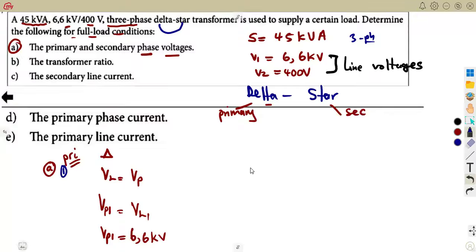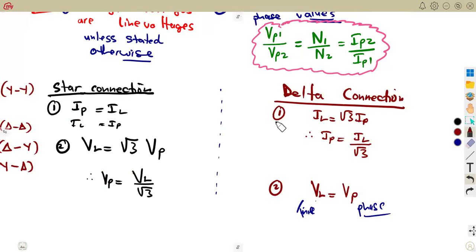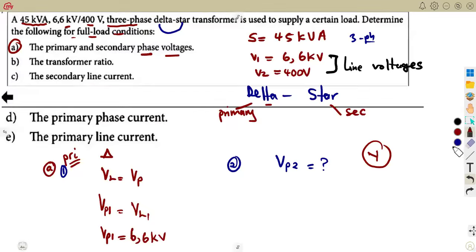Okay. So considering the secondary, because we also need that of the secondary side. How are we going to have it? What is it that we have? It's a star connection that we are given. And what is the relationship of a star? We saw that from a star, we're going to consider this: V phase is equal to V line over square root of 3. So our phase voltage is going to be V line of the secondary over square root of 3.